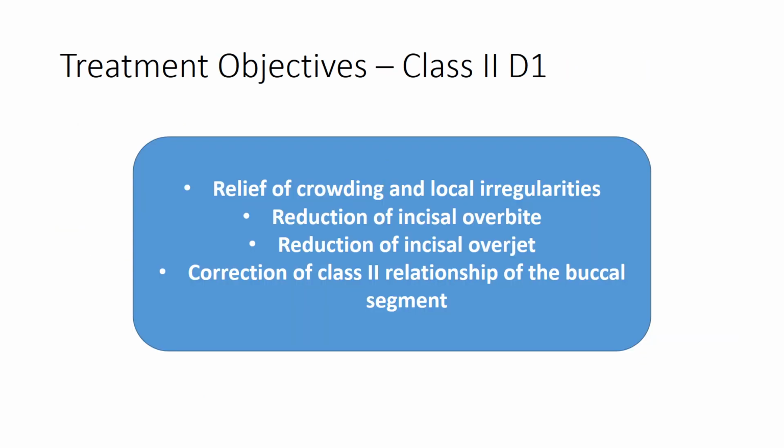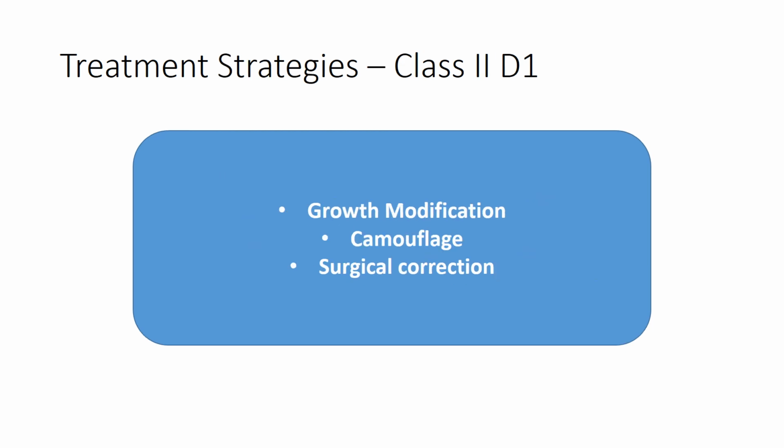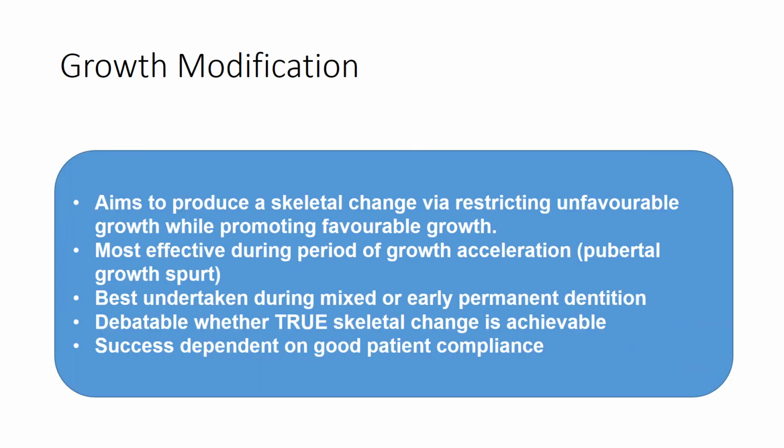Now, what are the treatment objectives in a class 2 division 1 malocclusion? One, we want to relieve the crowding and correct local irregularities. We want to reduce the incisal overbite and also the incisal overjet, and we want to correct the class 2 relationship of the buccal segment. Now, what are the treatment strategies in a class 2 division 1? There are three. One is growth modification, one is camouflage, and one is surgical correction.